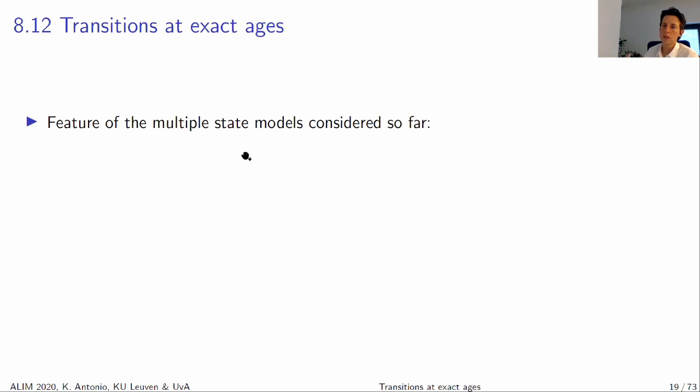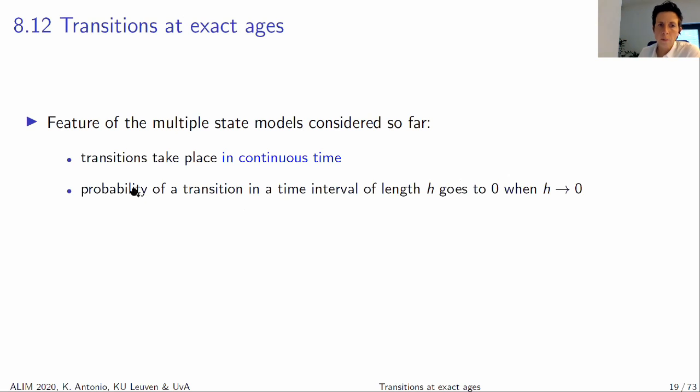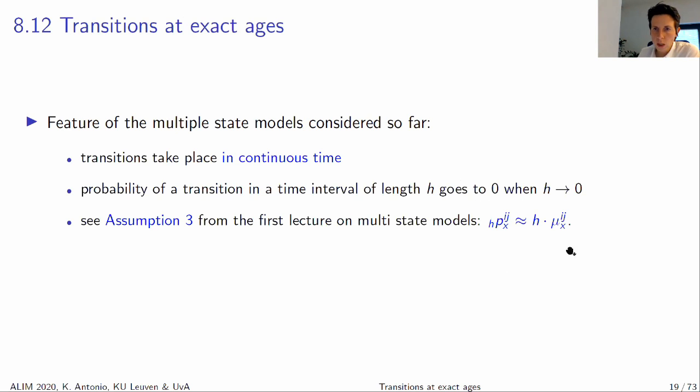So what we're going to do now is to take transitions in our multi-state model at exact ages into account. What we've been doing so far is that within our multi-state models, our transitions take place in continuous time. That means that the probability of a transition in a time interval of length h would go to 0 if h goes to 0. And we relied on the following assumption: the probability to make a transition from i to j in an interval of length h we could write as follows, approximately.